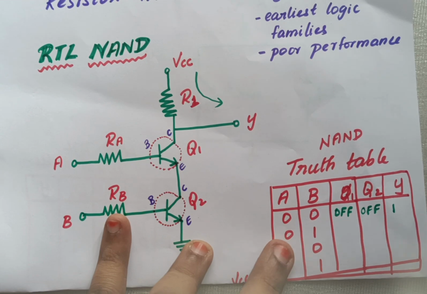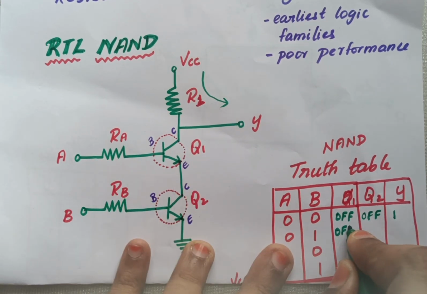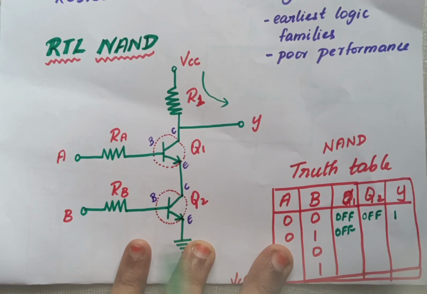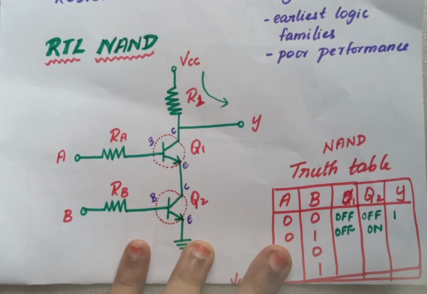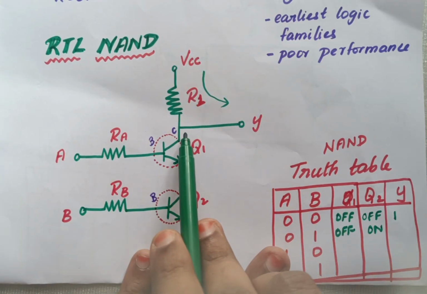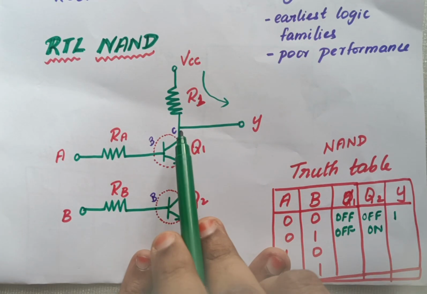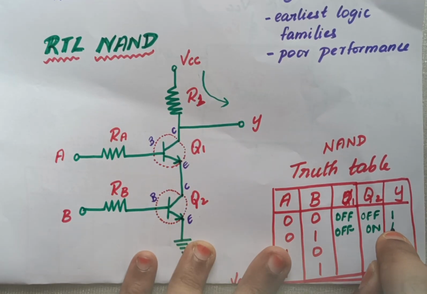Now, what will happen if A is 0 and B is 1? If A is 0, Q1 will be off. When B is 1, Q2 will be on. But what will be the value of Y? I have current, and it can come till here. Since Q1 is off, it can't go beyond Q1. So again, all my voltage will go to Y, making my output high. So my Y value will be 1.